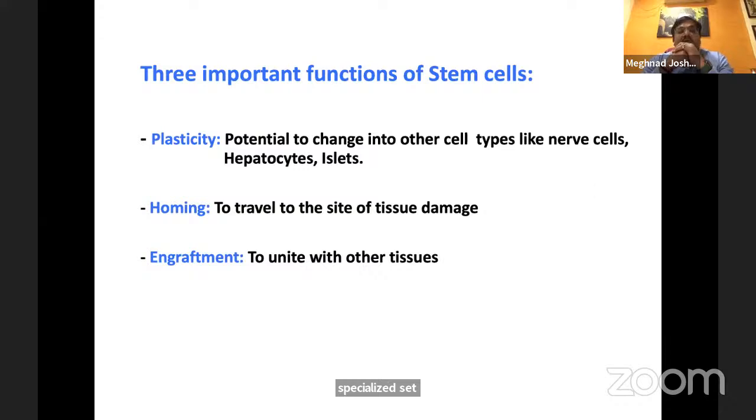So these are the important functions of stem cells. First is plasticity, that is the potential to change to cell types like nerve cells, hepatocytes, islets. Homing, that is being able to travel to the site of injury. So whenever an organ is damaged, stem cells are able to home themselves to the site of injury. And engraftment. Engraftment is a potential of the cell: wherever the cell is transplanted, it will be able to integrate or unite at the site of injury or in the tissue. So these are three important functions of stem cells.